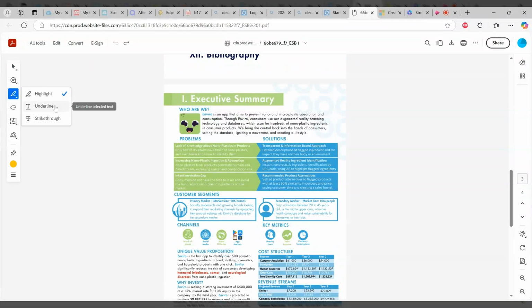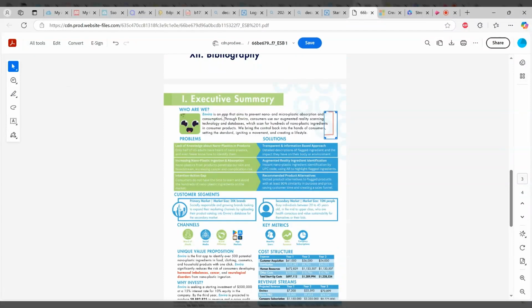And your pitch has to be maximum 3 sentences. Let me break this one down right here. The first part of it talks about its overarching goal, its theme: to prevent nano and microplastic absorption and consumption. That talks about the overall problem and the theme of environment and health that they are going to be trying to solve. And then the second sentence is a lot more specific, where it talks about the actual product.